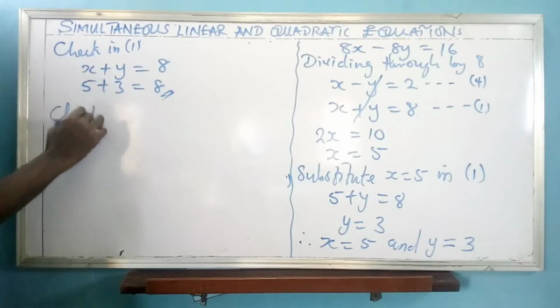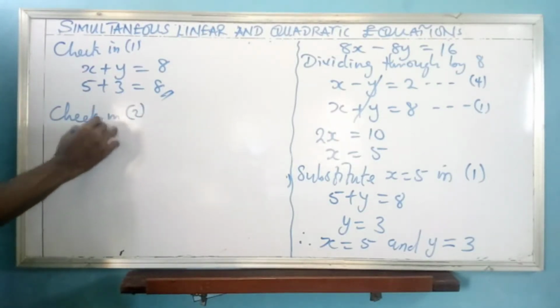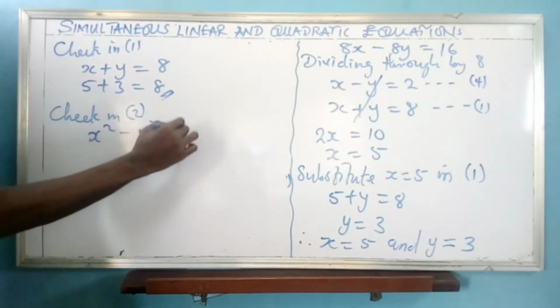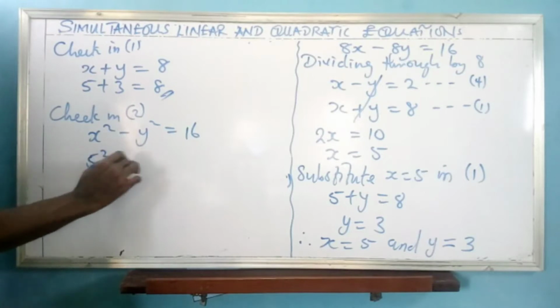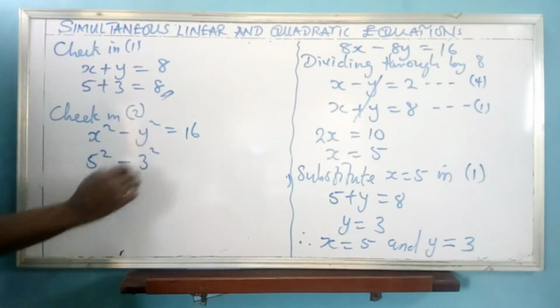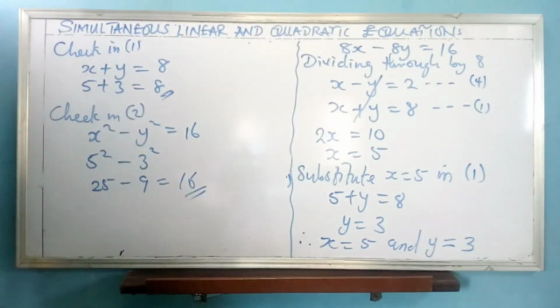Let's check in equation 2 now. What does our equation 2 say? x squared minus y squared equals 16. What's the x squared? That is 5 squared minus 3 squared. What is 5 squared? 25 minus 9 equals 16. Do you see it now? Make sure you check it, so you can be sure of what you're doing.